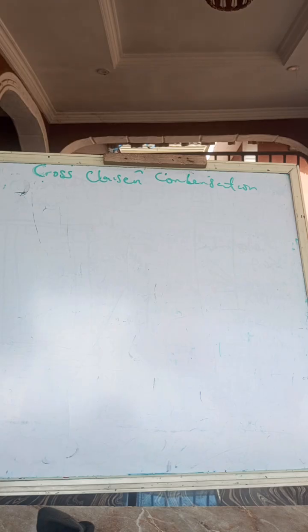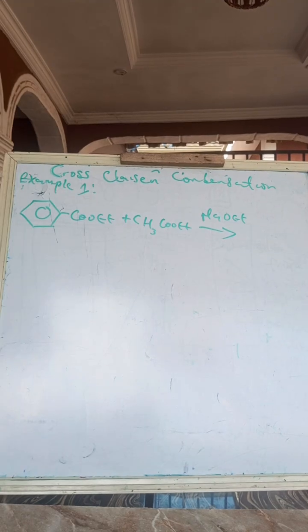So now we are going to consider some examples, like the cross Claisen condensation of ethyl benzoate and ethyl acetate. You can see the first example. We have two examples before us, our ethyl benzoate and our ethyl acetate. So the two examples are to undergo cross Claisen condensation.